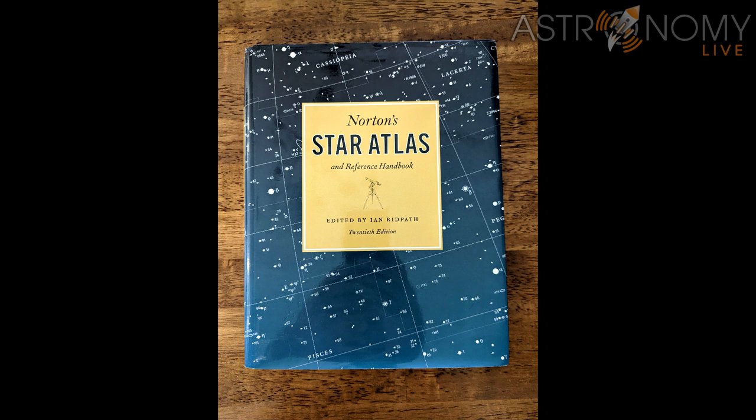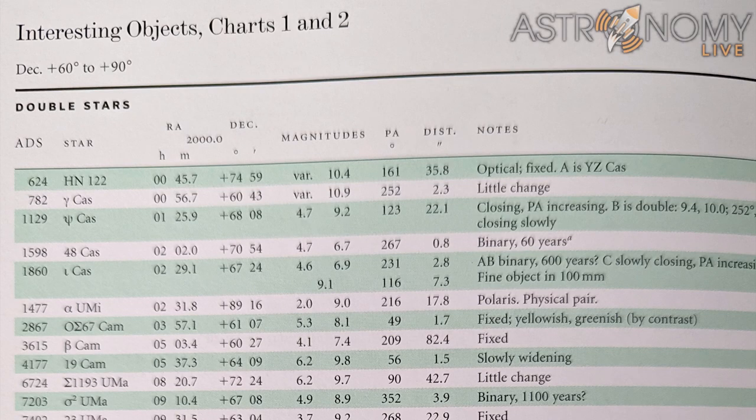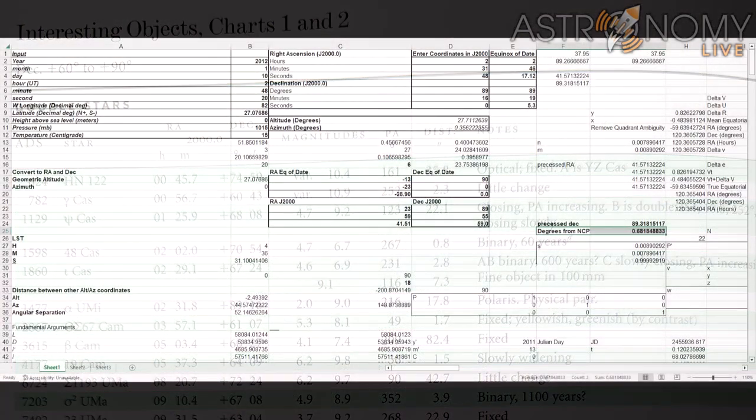Next, we need to look up the coordinates for Polaris, and in order to avoid any accusations of shenanigans, I'm going to actually reference an old copy of Norton's Star Atlas that I've had in my collection since 2004. We can find the J2000 coordinates for Polaris under the listing for double stars in charts 1 and 2, and you can see here it's shown as 2 hours, 31.8 minutes right ascension, positive 89 degrees, 16 minutes declination.